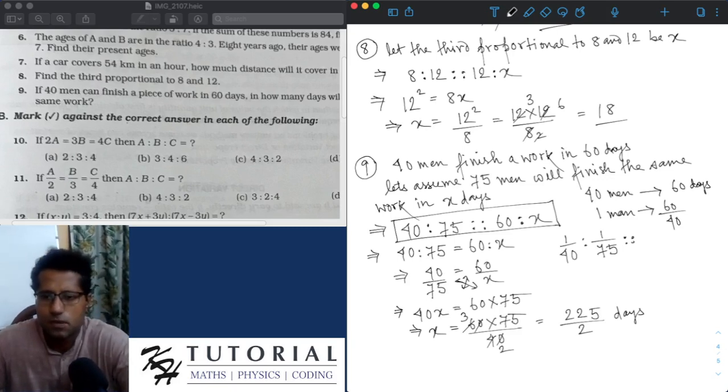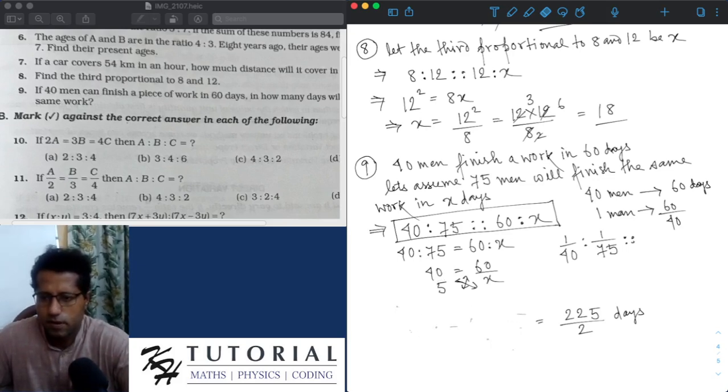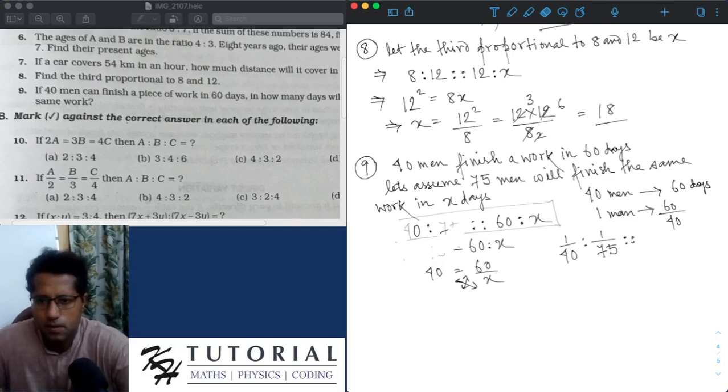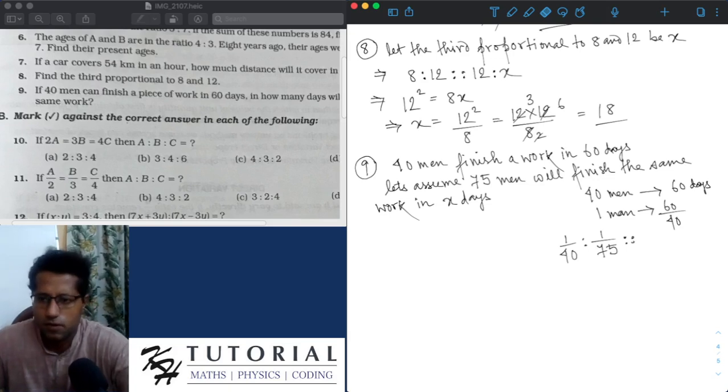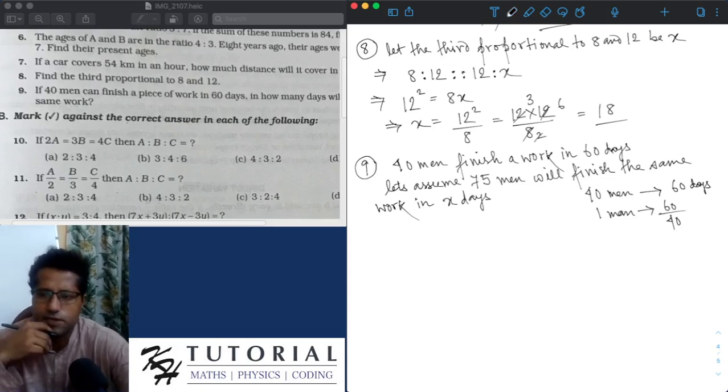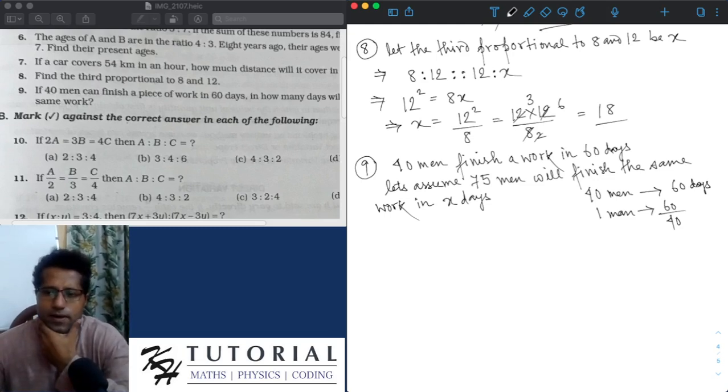No, this is wrong definitely. The proportion that I have assumed is wrong. More men will definitely complete the same job in less amount of time. So we have to properly understand what ratio is working. So if 40 men do the work in 60 days, how much time will one man take?